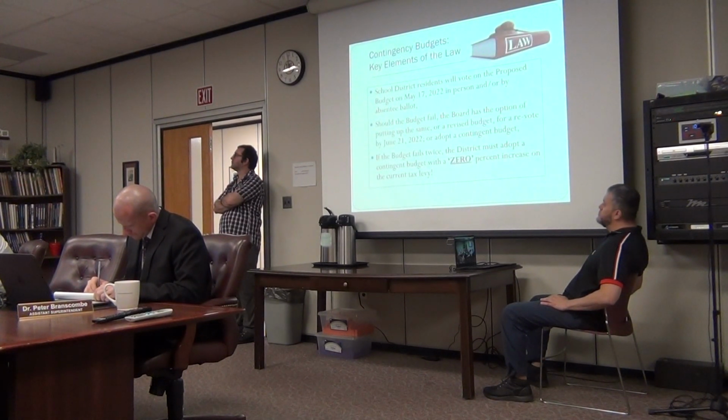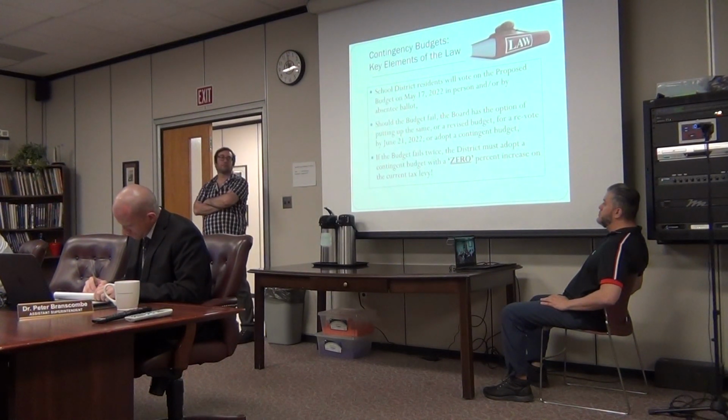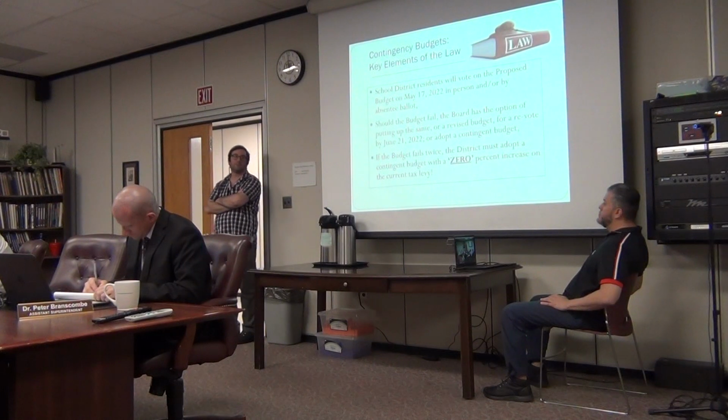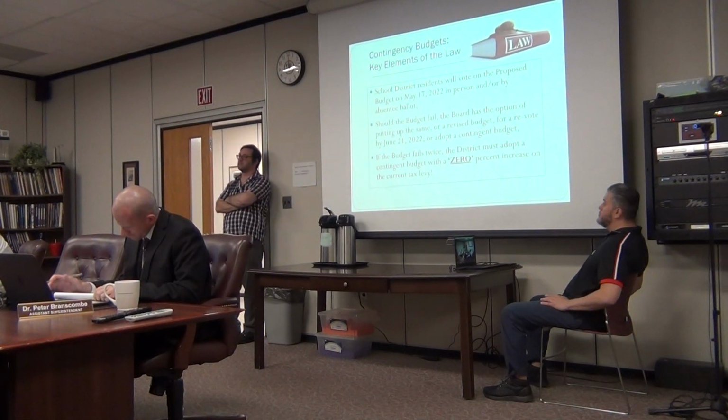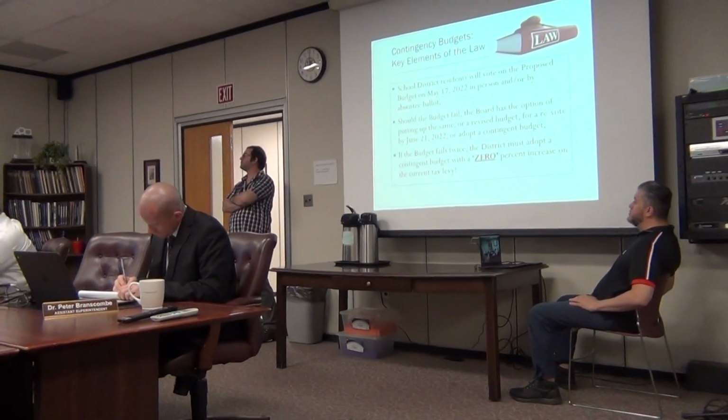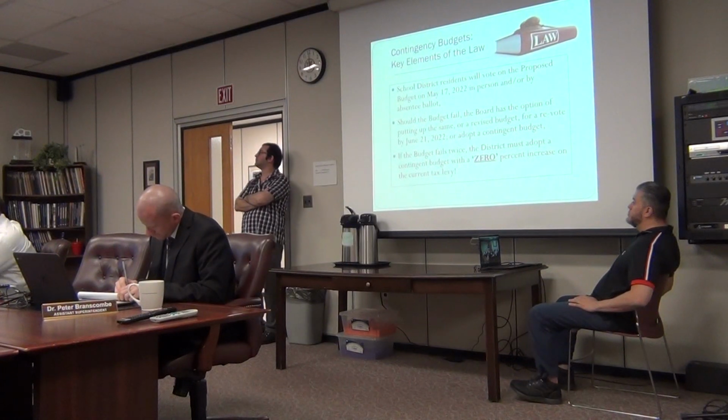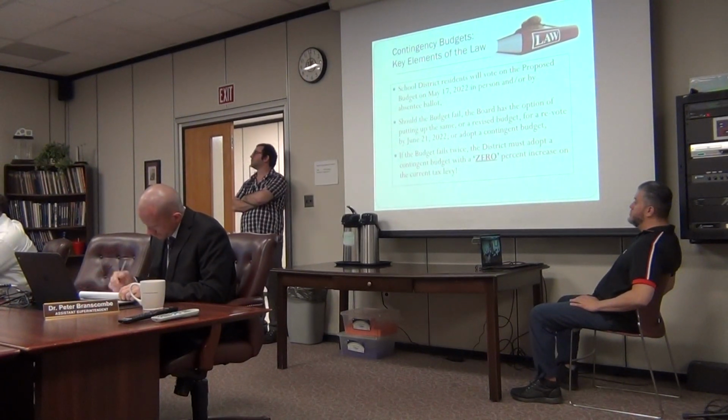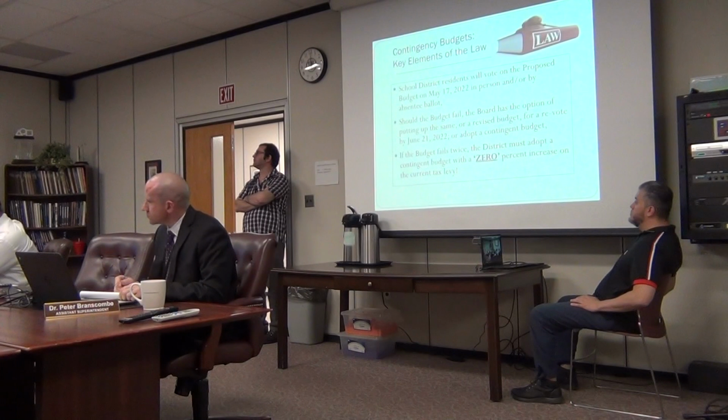So one of the key components of the budget process and also the annual meeting is the famous question, what happens if the budget goes down? And the district has to abide by certain elements of the law. They will vote on the proposed budget. Residents vote on the proposed budget on May 17th in person or by absentee ballot. Should the budget fail, the board has the option of putting up the same exact budget or a revised budget for a revote by June 21st, 2022, or immediately adopt what's known as a contingent budget.